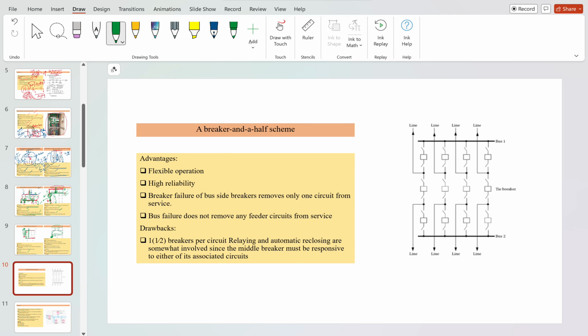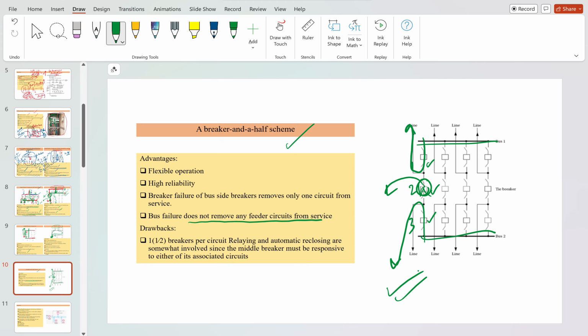The last scheme is the breaker and a half scheme. So here, suppose these are two bus bars and there are three breakers. Okay. One should be on at a time, and through this bus also you can supply, and this is a kind of disconnection. Basically, a bus failure does not remove any feeder from the section, but you can isolate it when the fault is in one of the lines. So this is more reliable as compared to the others.